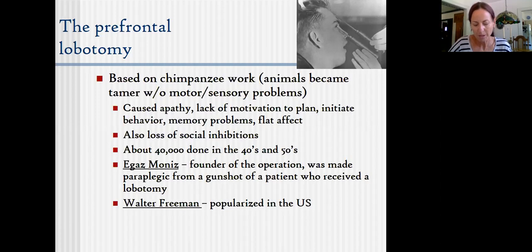And so there were about 40,000 of these done in the United States in the 1940s and 50s. And Egas Moniz was the founder of the operation. Actually, one of his patients who got the lobotomy, in fact, shot him. Walter Freeman had popularized it in the US, and he just went to hospital after hospital after hospital and lobotomized a ton of people, some of which really had no mental disorders at all. He even did children. So it was a really sad point in the history of psychology and psychiatry.